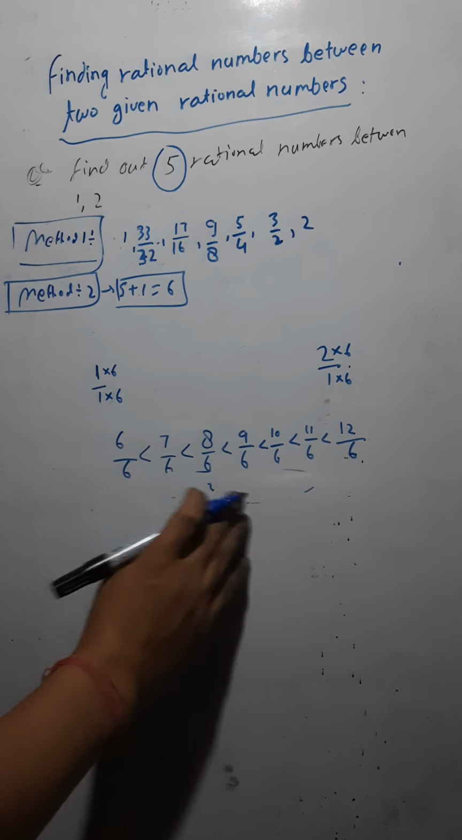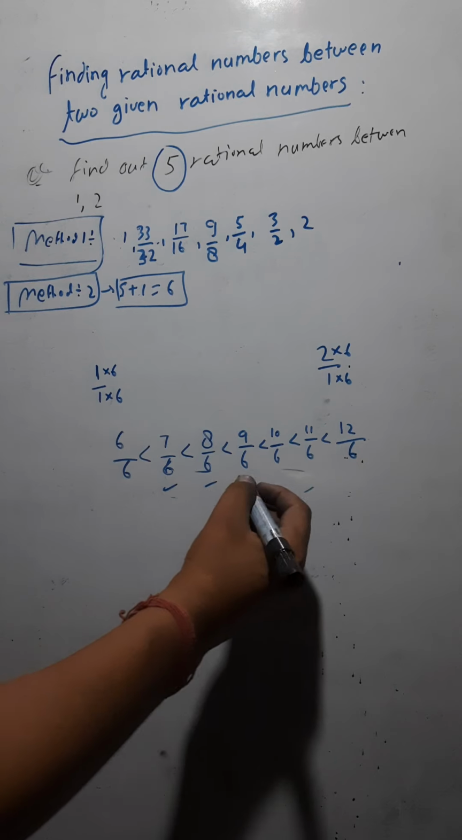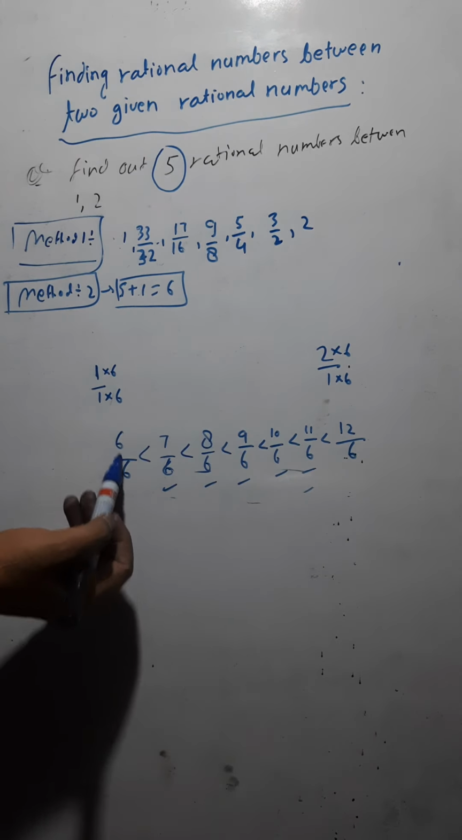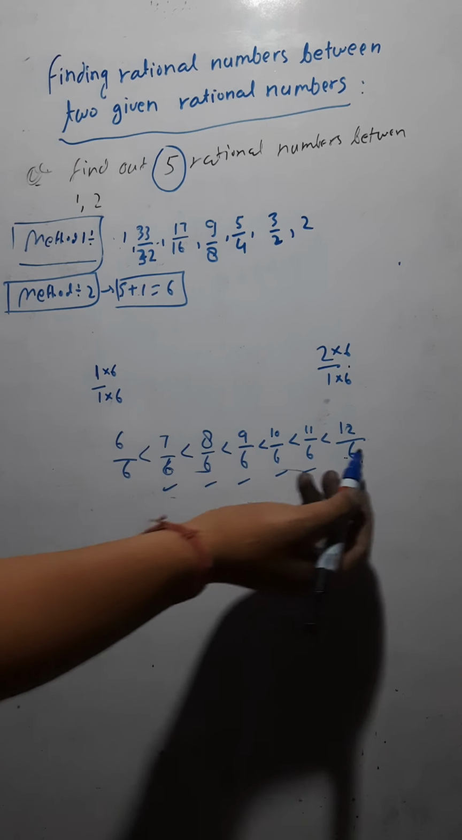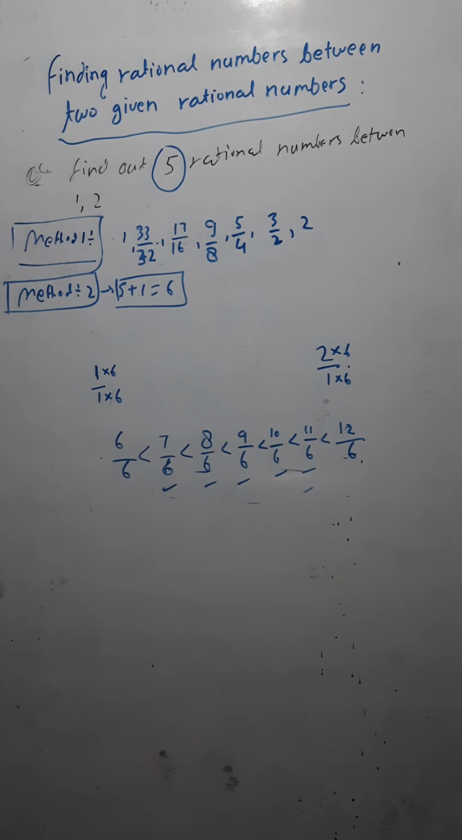So this is the second method. By this method, again we have found the 5 rational numbers. This is the first, this is the second, this is the third, this is the fourth, this is the fifth. So these are the 5 rational numbers between these two given. This is 1, this is 2. 6 ones are 6, 6 twos are 12. Yes or no? So this is 1, this is 2. So what are the 5 rational numbers between 1 and 2?